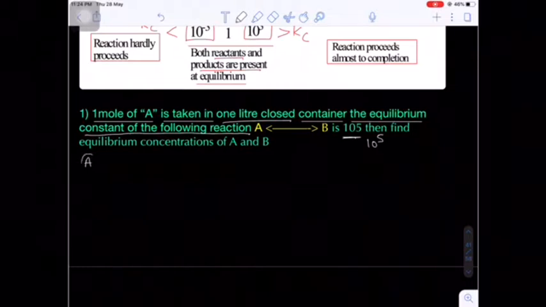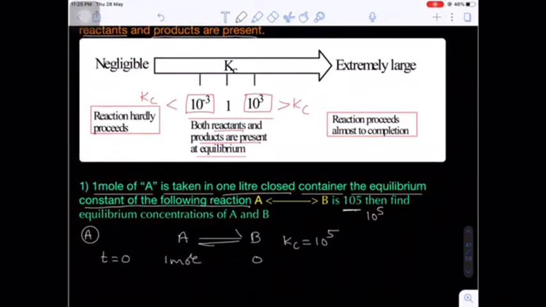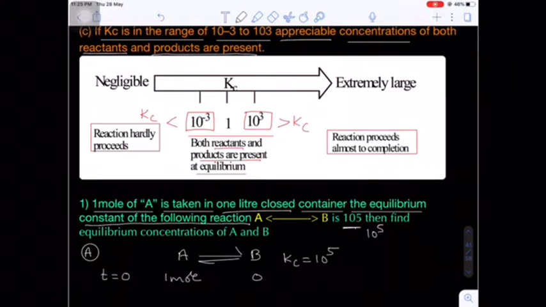Now how to solve this problem? First of all, the chemical equilibrium given to you is A equilibrium B. Initially, at time 0, we have in the container only 1 mole of reactant A and 0 moles of the product B. Now the Kc value given to you is 10 raised to 5, a very high value. As I told you, a value greater than 10 raised to 3 means the reaction almost goes to completion.